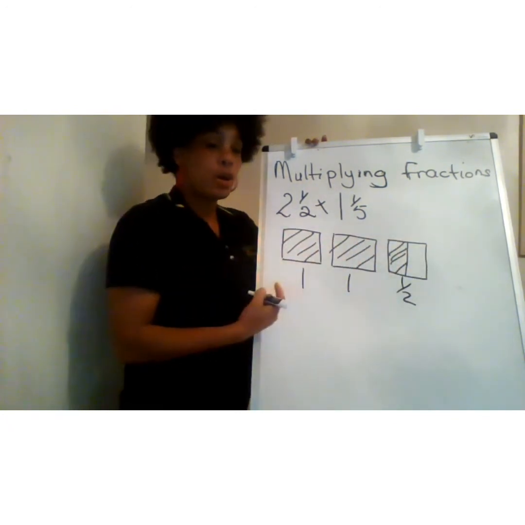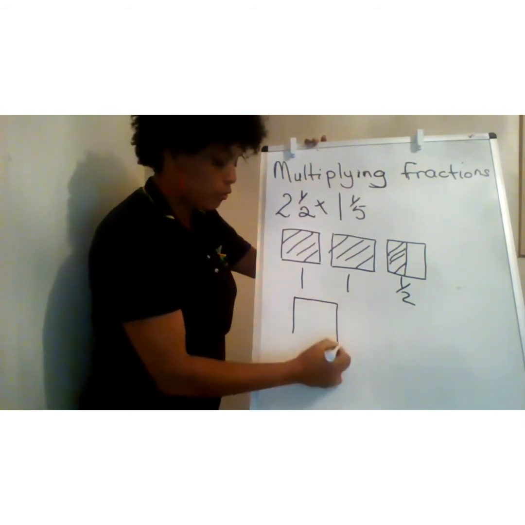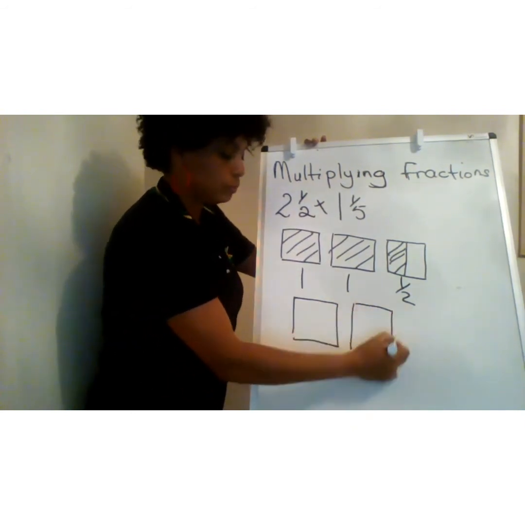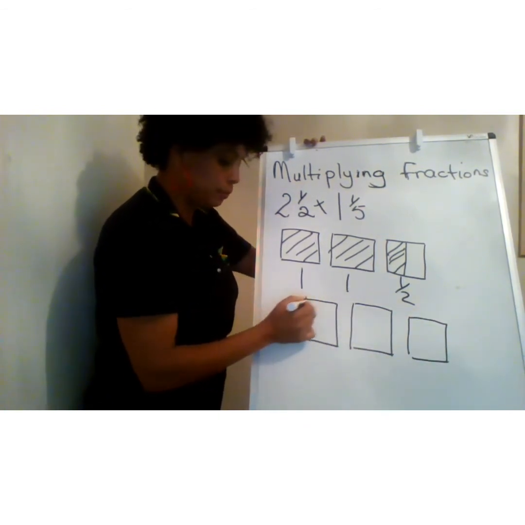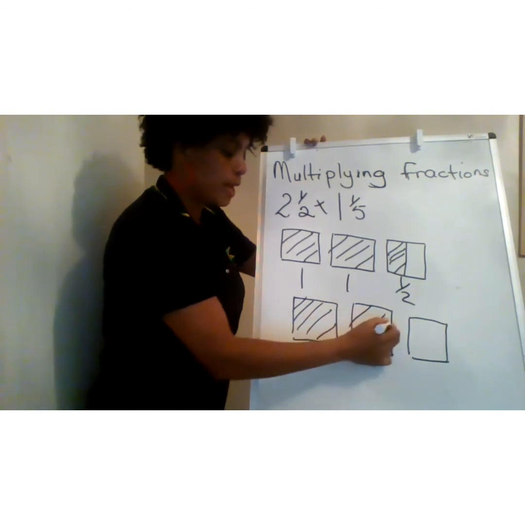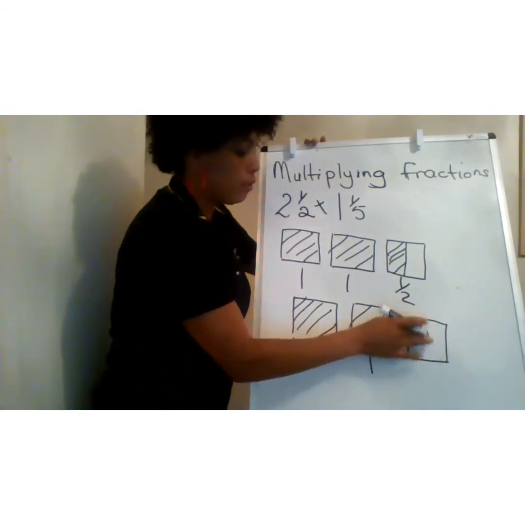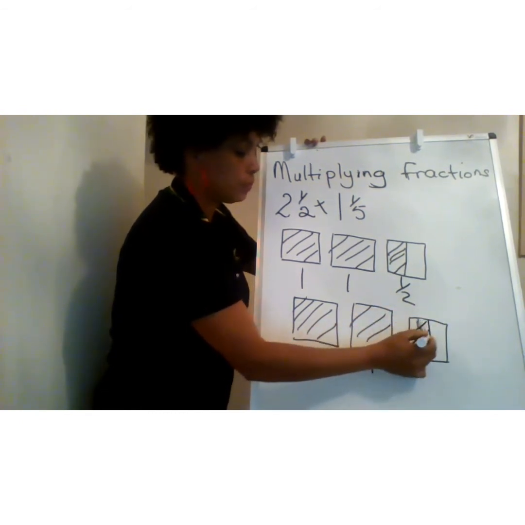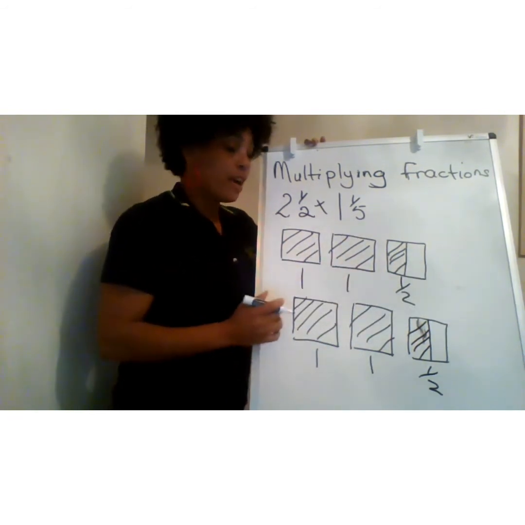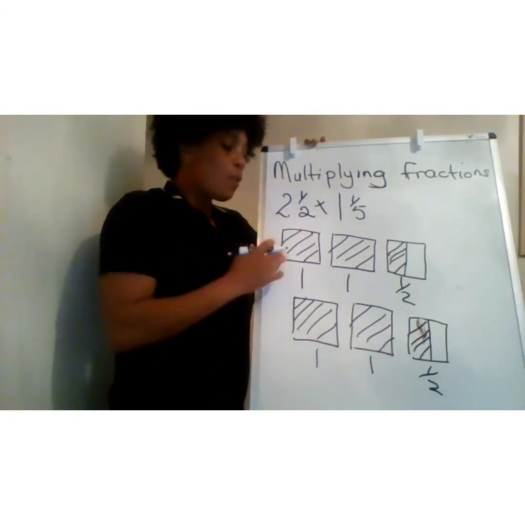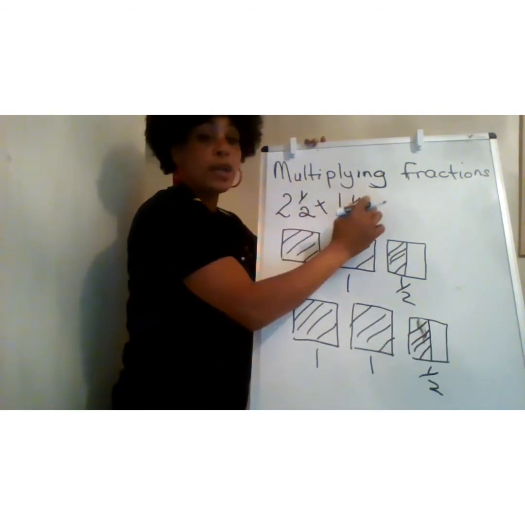So that's 1 set of 2.5. But it asks us for a 1 and 1/5 set. So I'm going to do another set of 2.5. I want all of that, and I only want a half of this. Now, this is one set of 2.5, and that's another set of 2.5. I was not asked for 2.5 times 2. I was asked for 2.5 times 1 and 1/5.